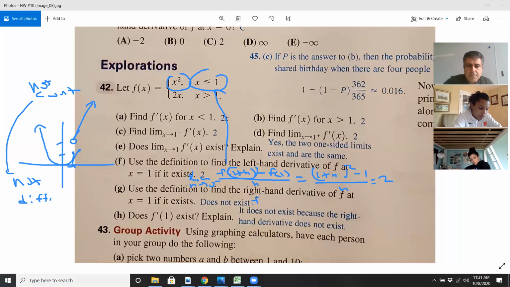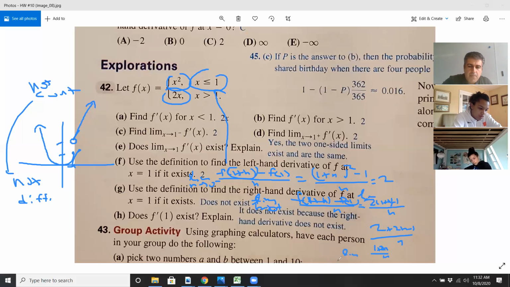If I do the limit as h approaches 0 from the right of f of 1 plus h minus f of 1 all over h. Now f of 1 I know is 1. Now 1 plus h is a little bit bigger than 1, right? So now I have to use this one here. So I have 2 times 1 plus h over h and take that limit. So I get 2 plus 2h minus 1 over h, or basically 1 plus 2h over h.